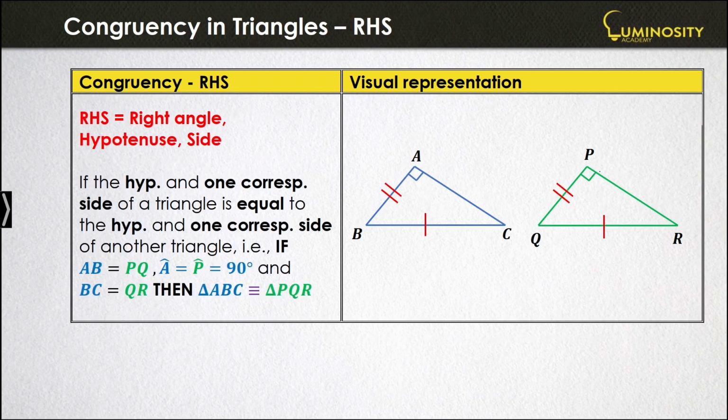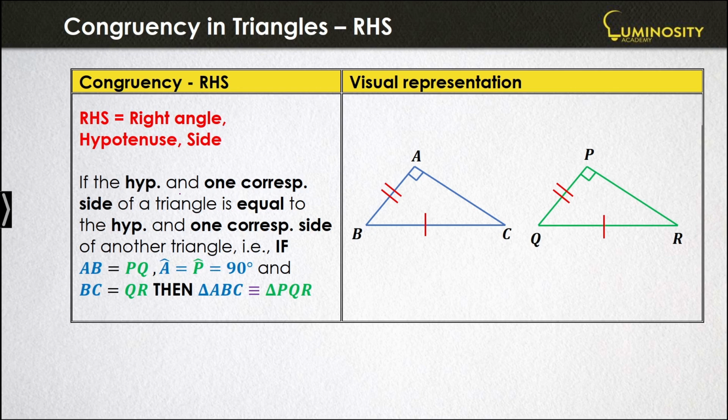Okay, and the last test that we have for congruency in triangles is the RHS test, which stands for right angle, hypotenuse, and side. So this one is best used if you have 90-degree triangles, okay? So this one says if the hypotenuse and one corresponding side of a triangle is equal to the hypotenuse and one corresponding side of another triangle, then they are congruent.